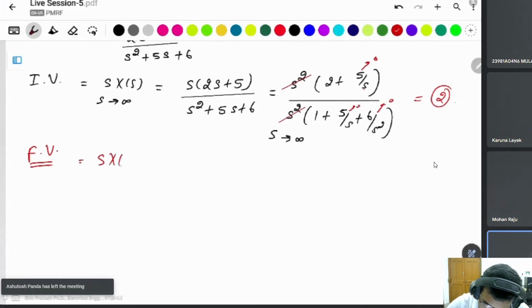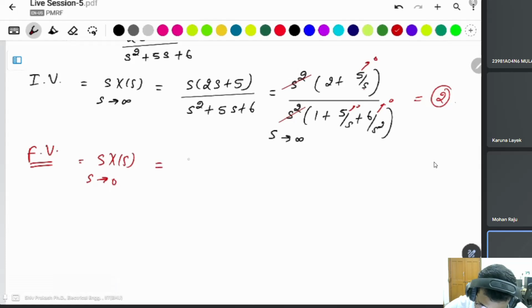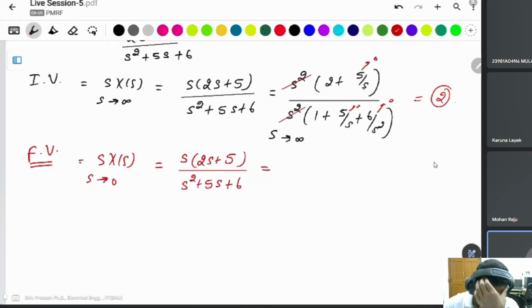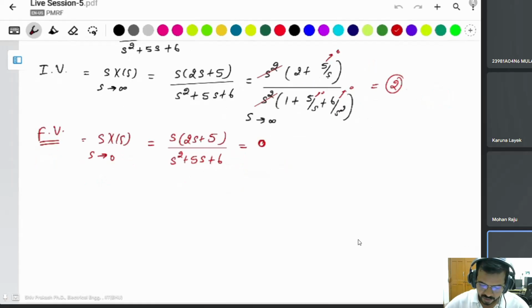Same thing, s X(s), where s is equal to 0: s times 2s plus 5 divided by s square plus 5s plus 6. Here there is nothing to take common, because if you take the common, then 5 by s with s equal to 0 will give infinity. That's why there is no chance to take the common. And s is directly multiplied in the numerator. If you put 0 here, then the value will be 0. Then the final value will be 0.